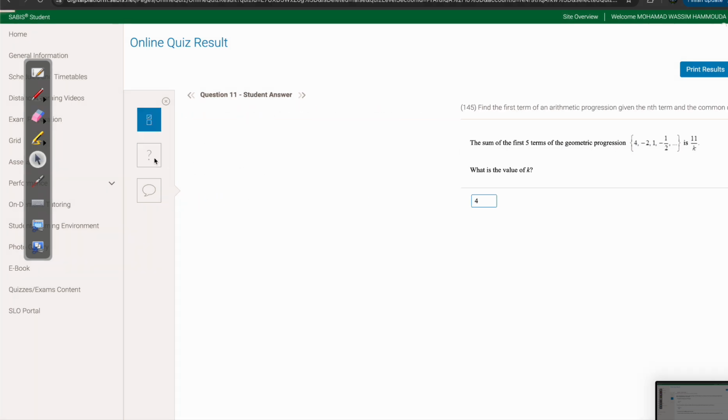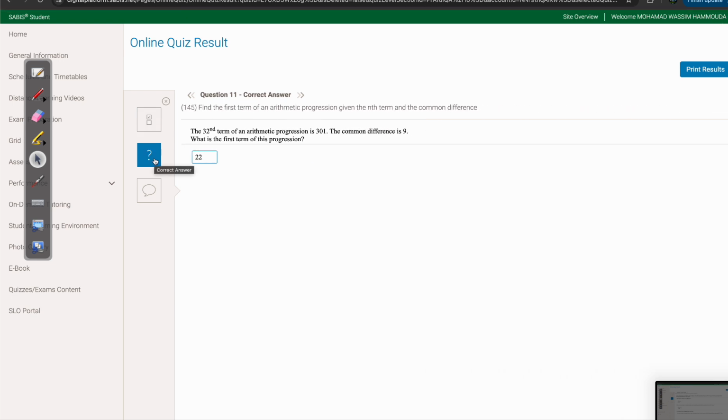Number 11. The 32nd term of an arithmetic progression is 301. The common difference is 9. Okay, this is simple, just a direct application of the rule. 301 is equal to a1 plus n minus 1. N is 32, so 31 times 9. You're gonna get that a1 is 22.